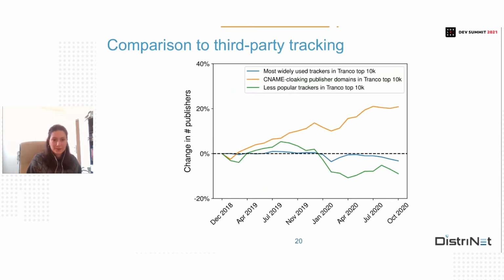We also compared the use of third-party tracking with the use of CNAME-based tracking, and for this, we had a look at the evolution of the 10 biggest trackers at the time in the Tranco top 10,000 most visited websites, as well as a random set of smaller trackers. And we see that while the amount of publishers using CNAME-based tracking keeps on increasing, the use of popular trackers remains pretty steady, while the use of smaller trackers declines. And this is actually in line with other studies that have been done recently on the evolution of third-party tracking.